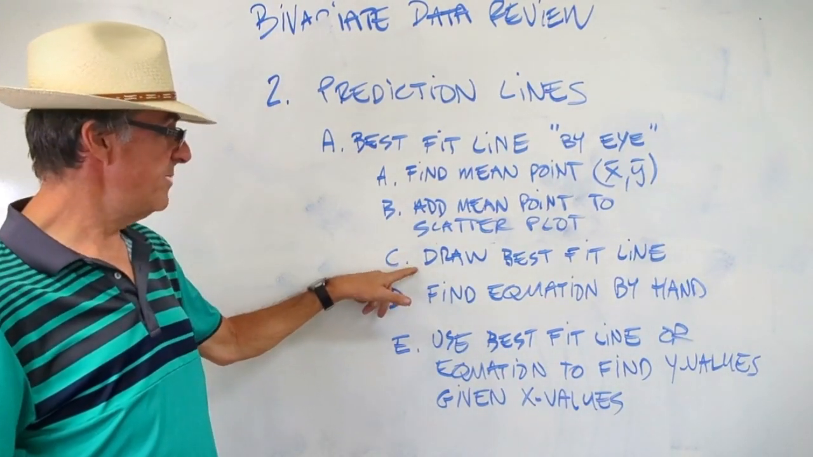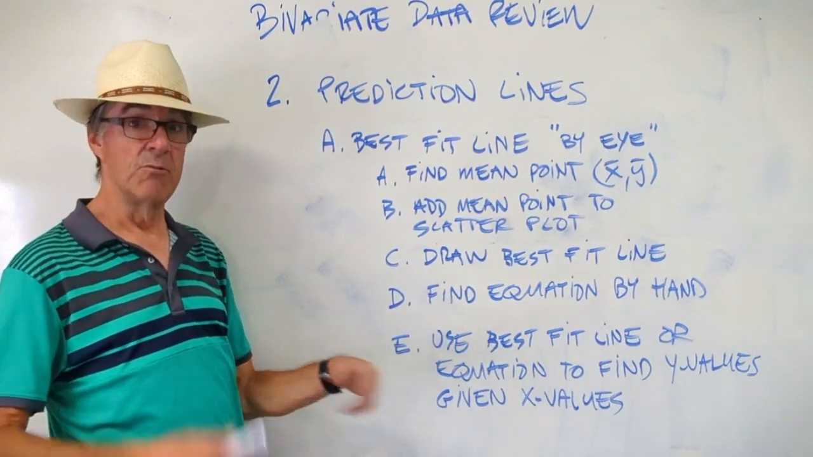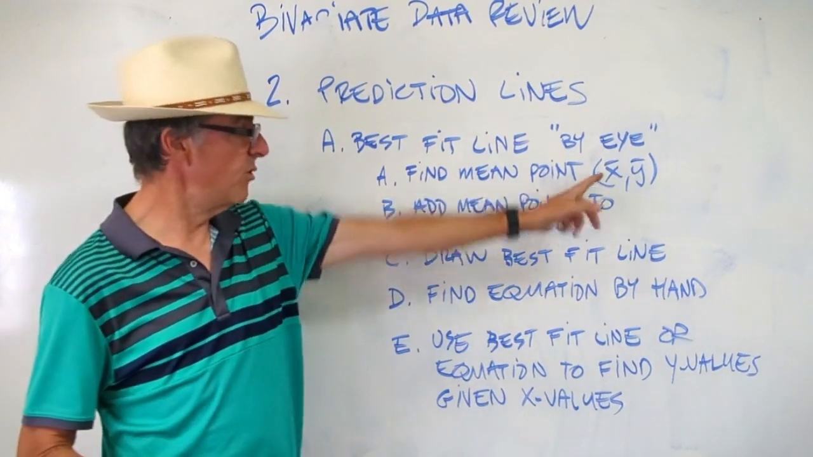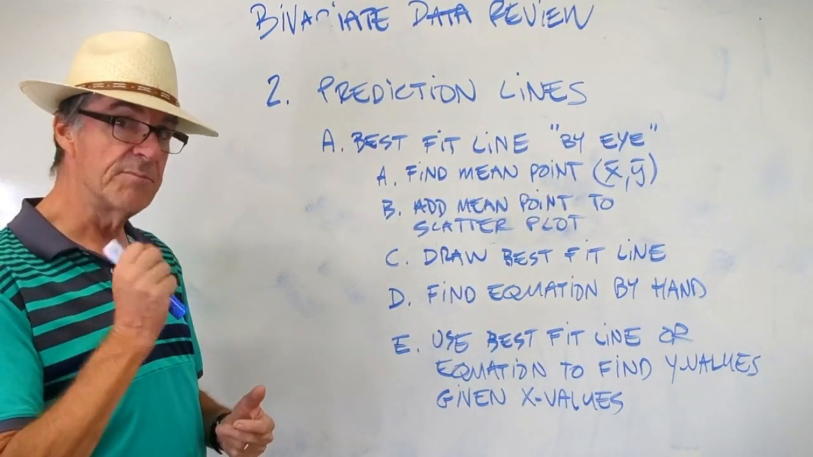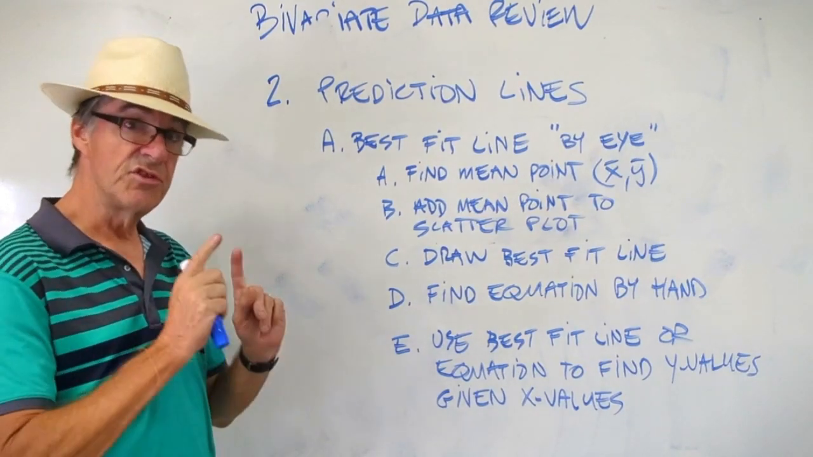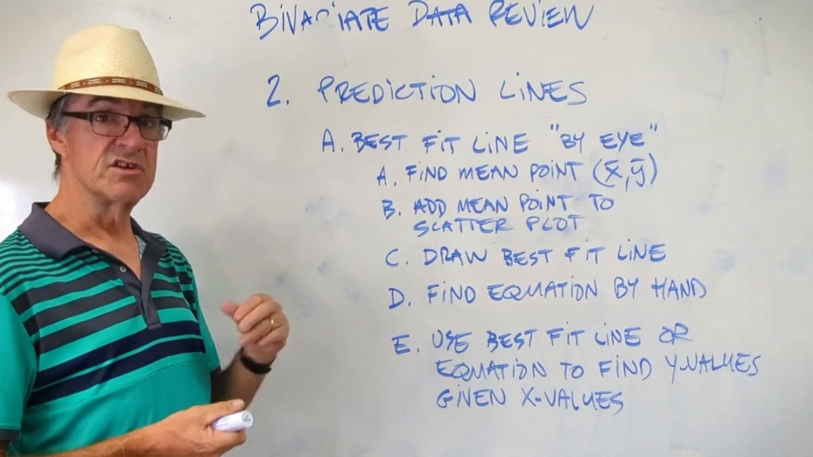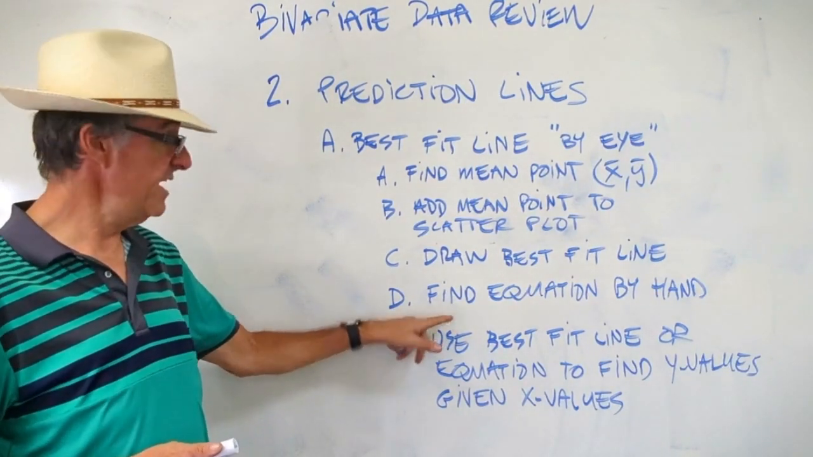So once we've drawn our best fit line, then we find the equation by hand. And what that means is that we take our mean point, because the best fit line goes to the mean point, and one other point that it goes closest to, if not through. And we use those 2 points to find our slope and our intercept, and that'll help us find our equation by hand.